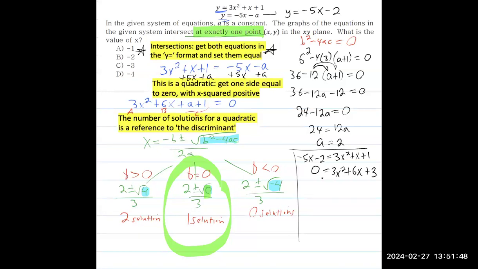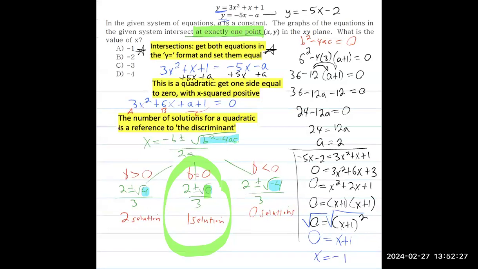Notice that this has a factor of 3. We can divide the entire thing by 3. x squared plus 2x plus 1. And what two numbers add to 2 and multiply to 1? Well, that would be 1 and 1. So this actually factors to x plus 1 times x plus 1, which is more often called x plus 1 squared. And you can solve that by taking the square root, and you get 0 equals x plus 1. Take away 1 from both sides, and x equals negative 1. And that is answer choice A for this question.